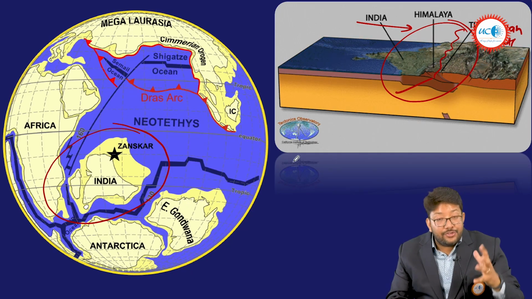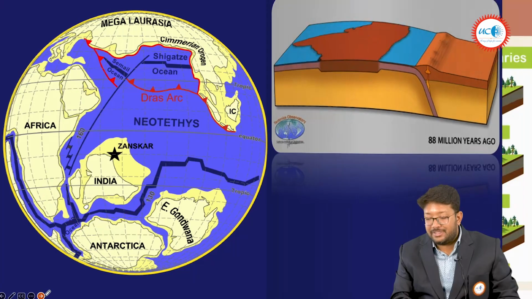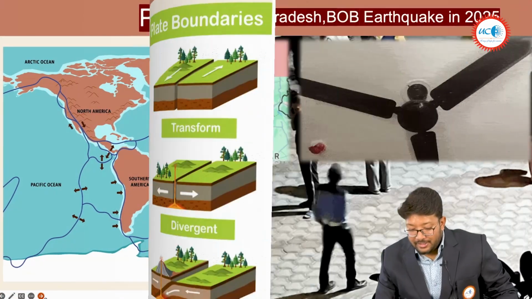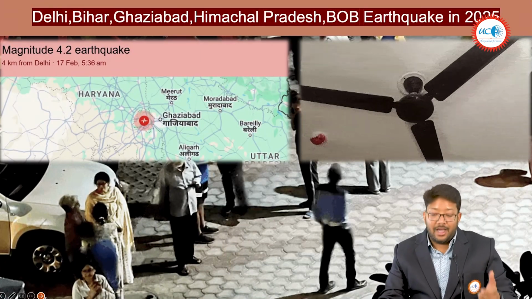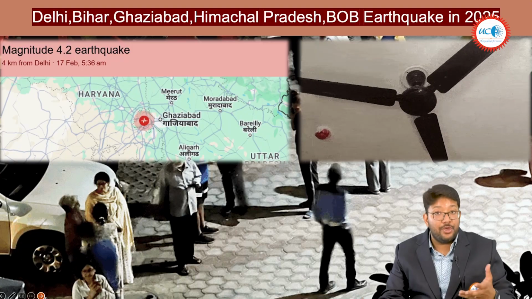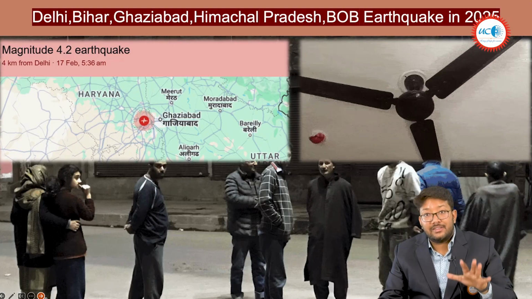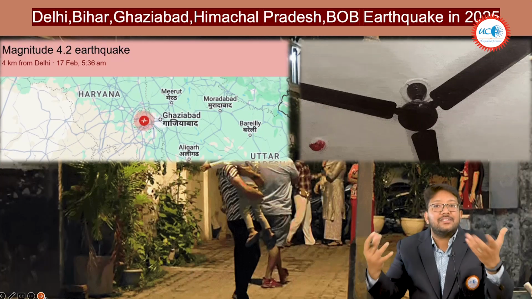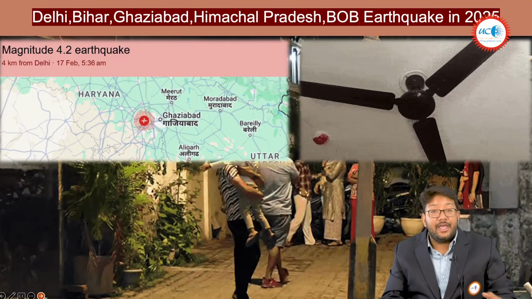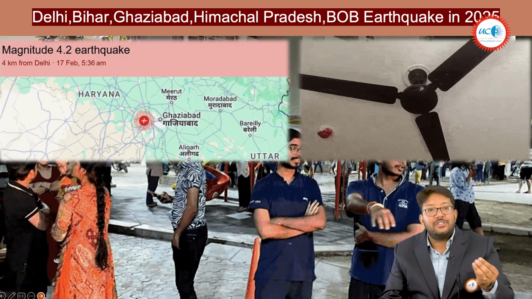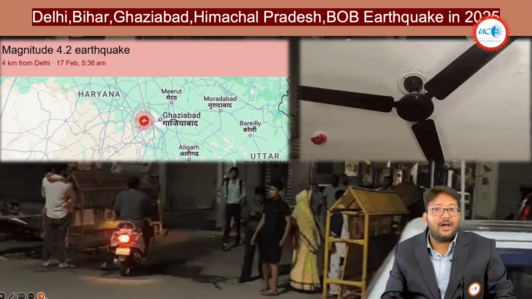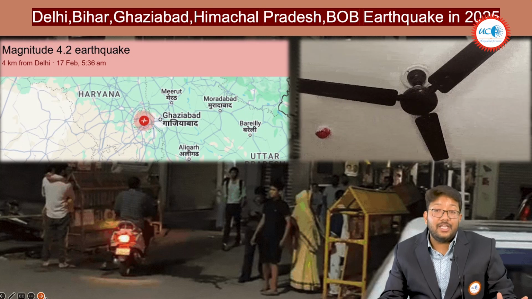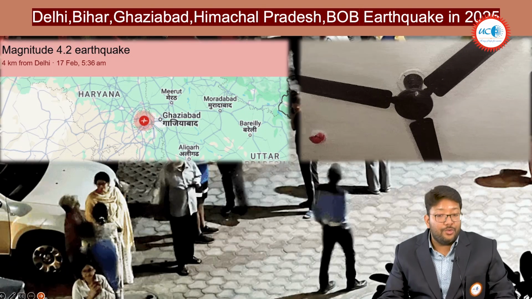Okay, and phenomena like earthquakes happen. The recent earthquakes in Delhi, Bihar, Ghaziabad, Himachal Pradesh, Bay of Bengal, these are the earthquakes that happened in 2015. So why are there these earthquakes, and why are volcanic eruptions more frequent in the Pacific area, the Pacific Ring of Fire, that is in the Pacific Ocean?